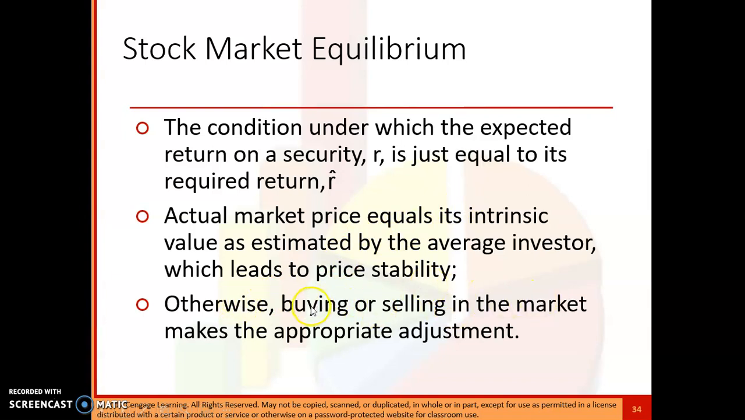So if a stock is undervalued, investors are at some point going to realize it, and they're going to buy that stock, and then the price is going to adjust. If a stock is overvalued, investors are going to sell that stock, and as a result the price will go down.